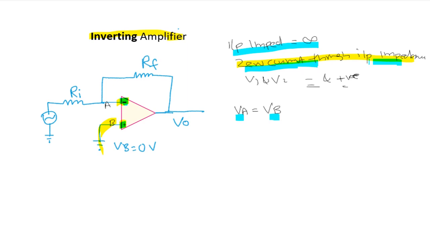Now, if VA is equal to VB, then VA will be equal to 0 volt. If you consider this terminal, this point A, it is physically not grounded, but it is at zero potential. VA is zero voltage, but physically it is not grounded. Therefore, we can call it virtual ground.